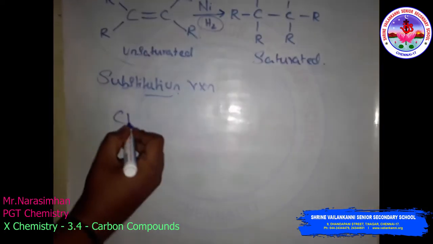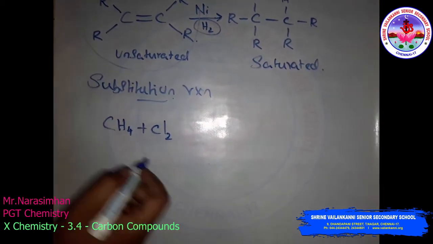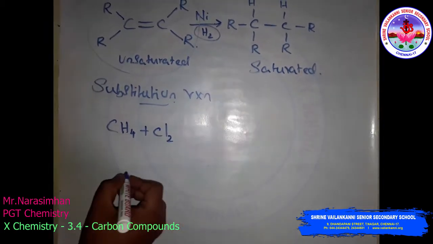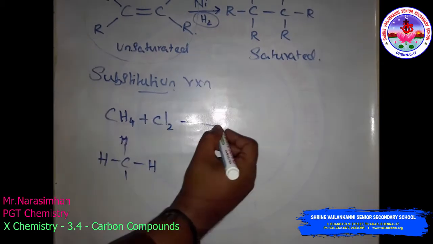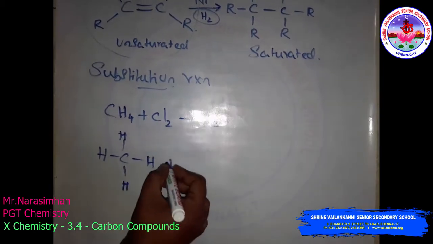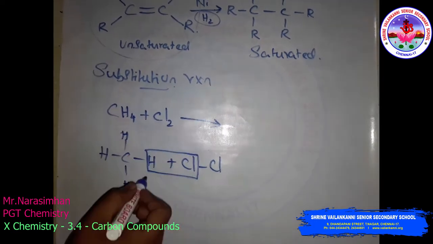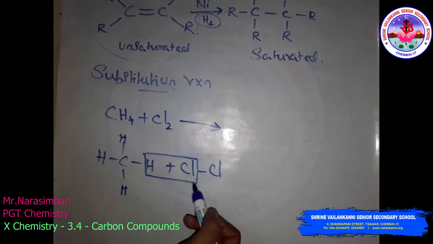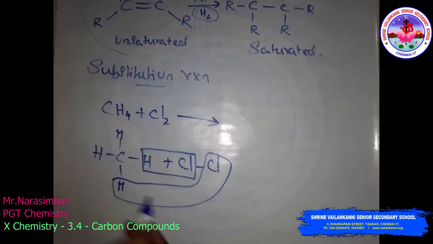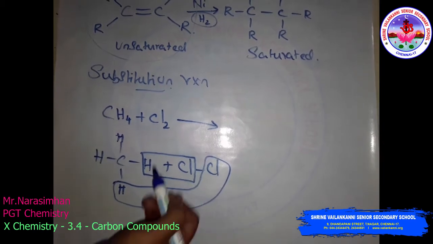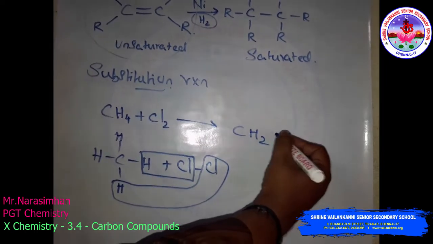For example, here CH4 methane reacts with chlorine. So methane reacts with chlorine. What happens? See here, I can write the reaction in structural form. CH4 reacts with chlorine. First, replacement of one hydrogen atom and Cl becomes what? HCl. Again, one more hydrogen is also replaced. That means hydrogen is replaced by chlorine atom. So what happens? So CH2 Cl.